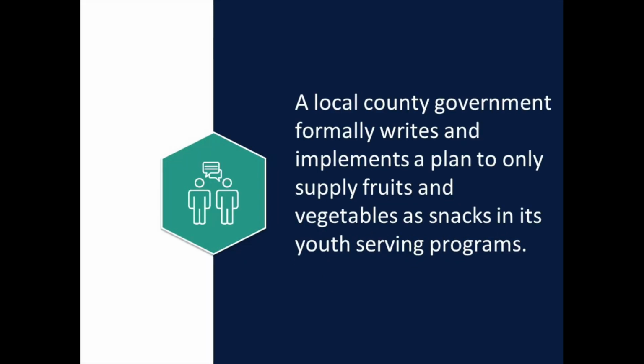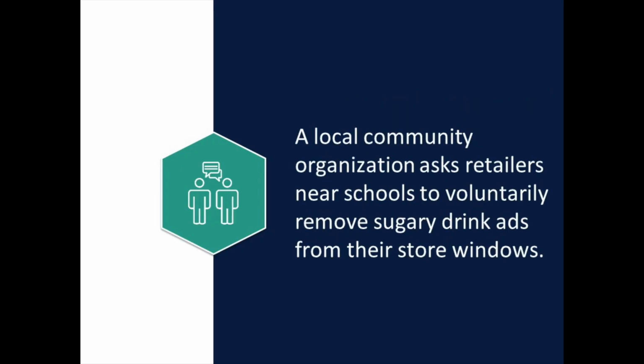A local county government formally writes and implements a plan to only supply fruits and vegetables as snacks in its youth serving programs. The answer to this example is policy. The change that you want to see is instituted across the entire county, so it doesn't matter which program youth go to, they'll see the same change across all programs. And it is a formal plan that's written down.